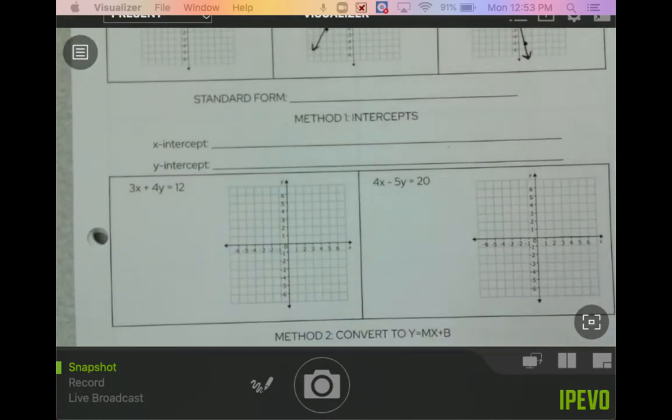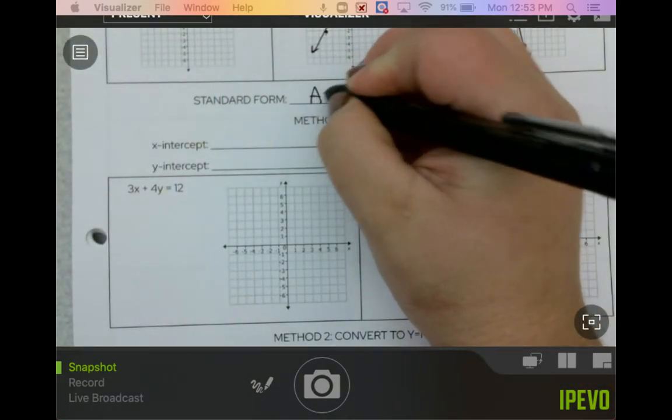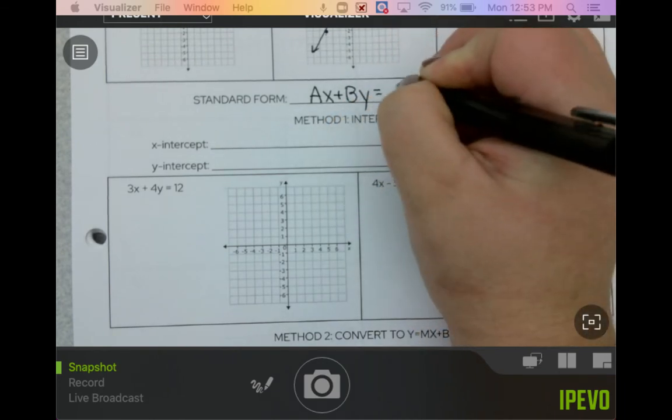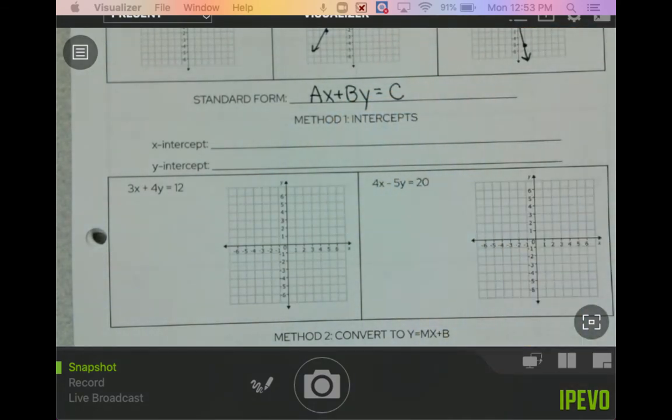Okay? So standard form in the lesson for today is where you have x and y on the same side. And I'm going to put an a and a b in front of them. So it's ax plus by equals c. A, B, and C don't stand for anything. They're just places where we will put numbers. Whereas in y equals mx plus b, m was the slope, b was the y-intercept. That doesn't happen on this. A and b are just going to turn into numbers.